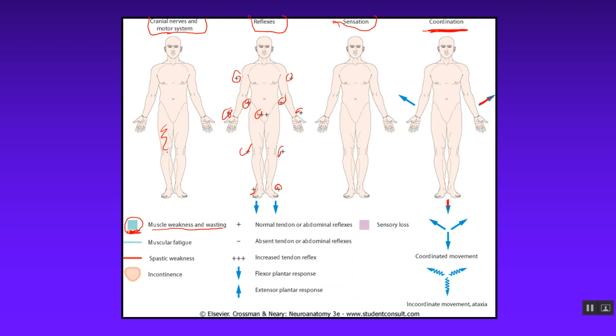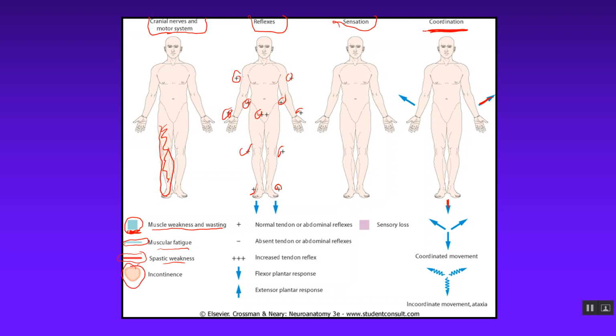Actually, if the entire limb is colored in that area. If it's just outlined with it, that indicates muscular fatigue. If it's outlined in red, the outside of the body is outlined in red, that's indicating what's called spastic weakness, which is indicative of upper motor neuron disorder, which we'll get to later.